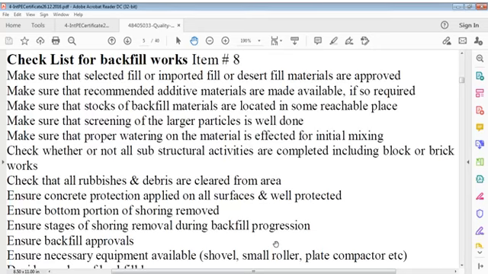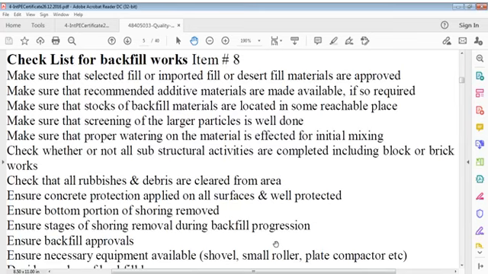Backfill is a very, very important activity in structural engineering, but it's not given due attention because people think it is soil and they don't understand the relation between backfill and structure. It's not, and engineers don't explain to them as well. So backfill is taken for granted in our country.